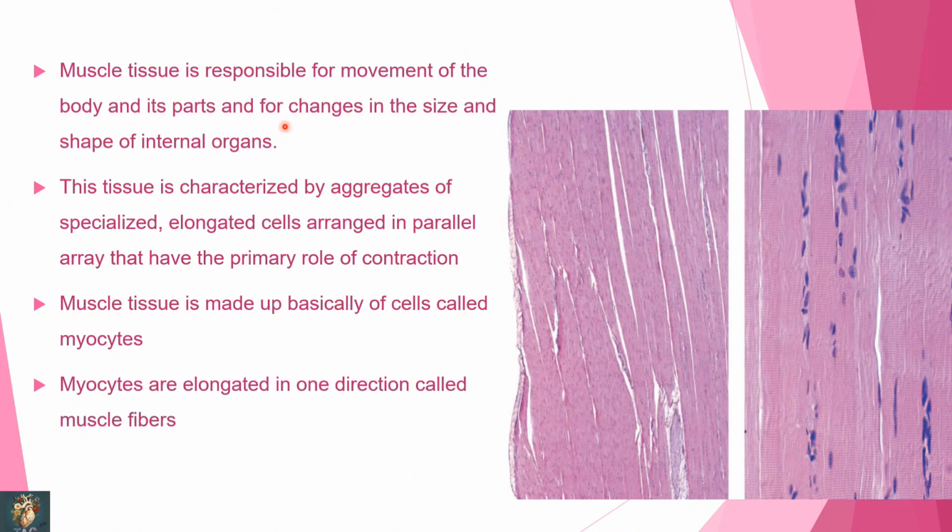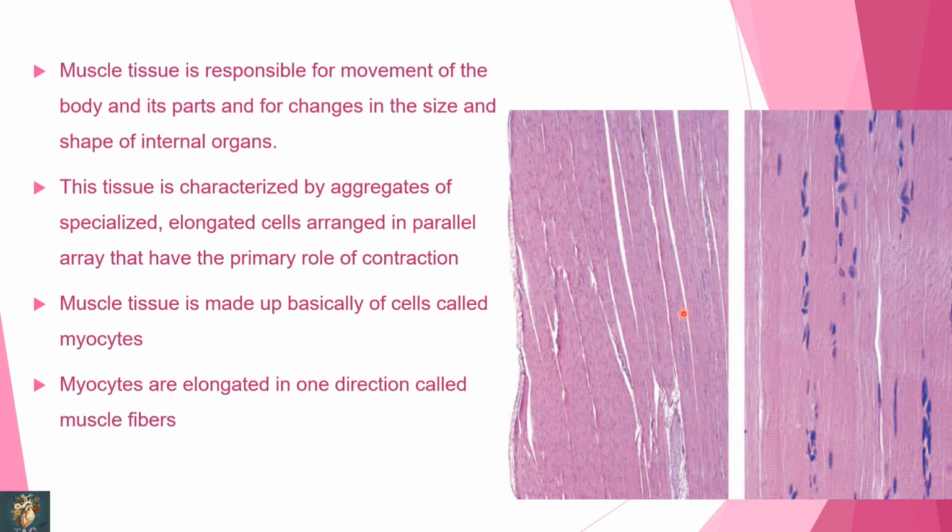The muscle tissue is responsible for movements of the body and its parts and for changes in size and shape of its internal organs. So this tissue is characterized by aggregates of specialized elongated cells arranged in a parallel array that have the primary role of contraction.